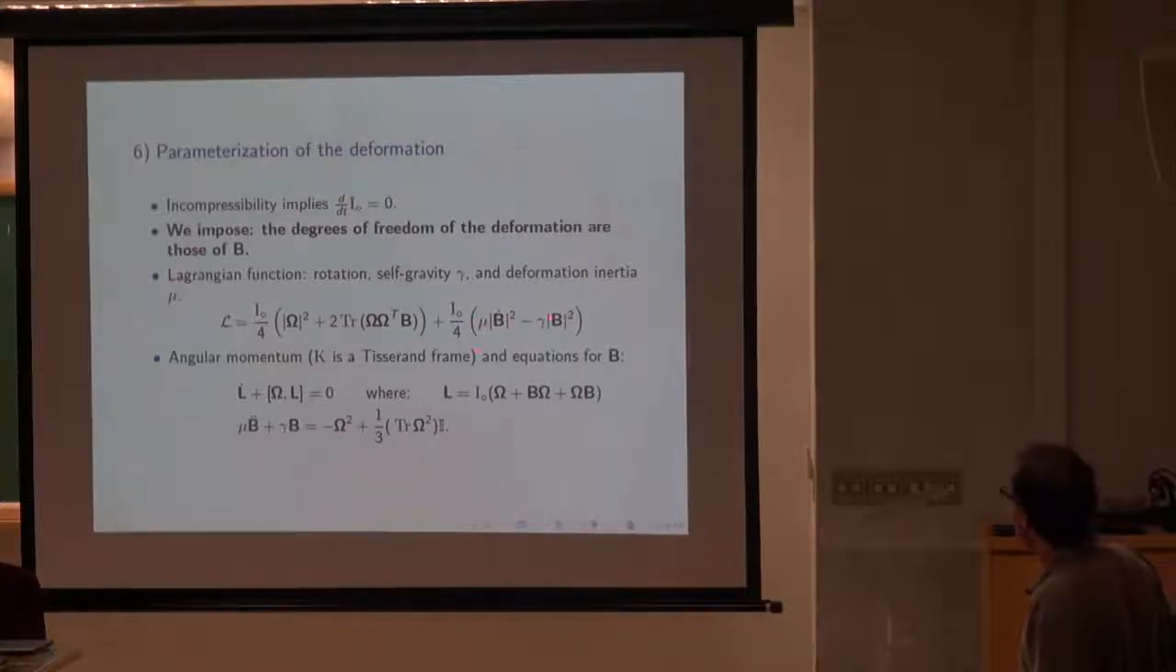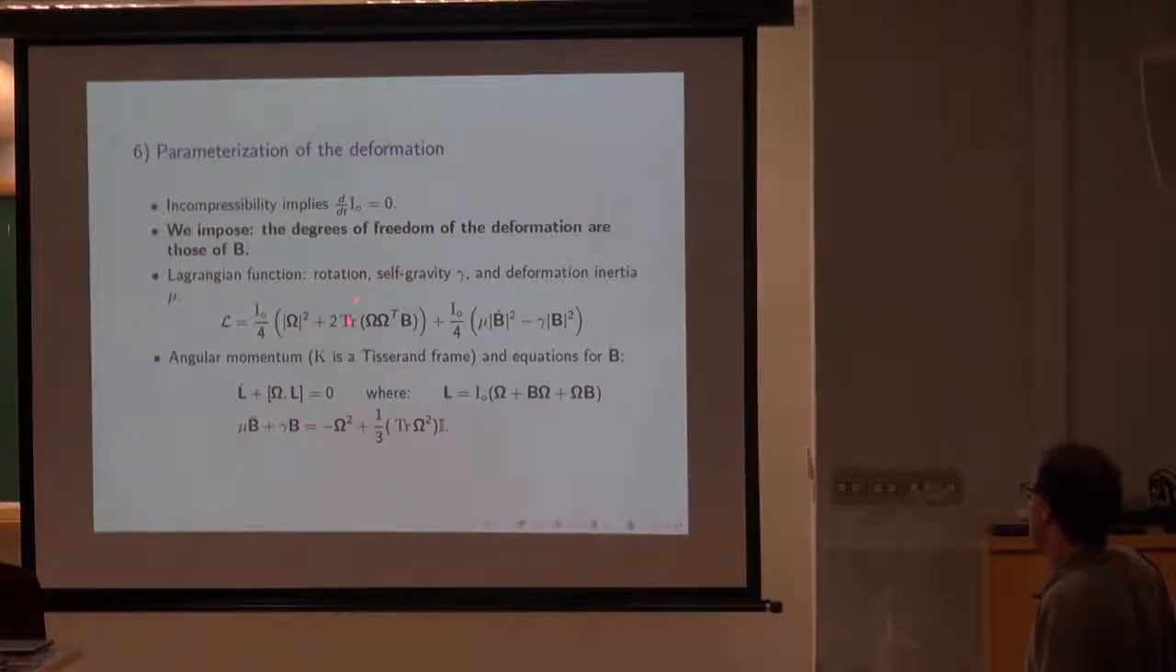And this was our first guess for the dynamics of B. So B is the deformation, and we just postulate that B satisfies this Lagrangian. The norm of a matrix is just the trace of B times its transpose. So this B squared is the trace of B times its transpose. And this is our Lagrangian, and from this Lagrangian we derive the equations of motion.